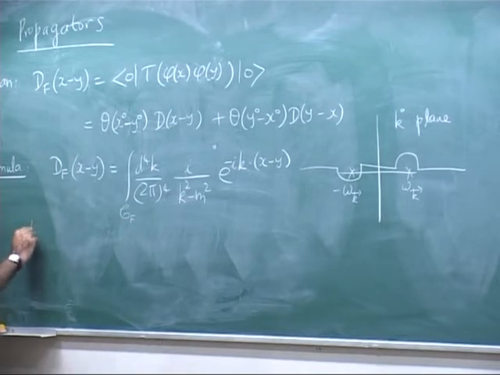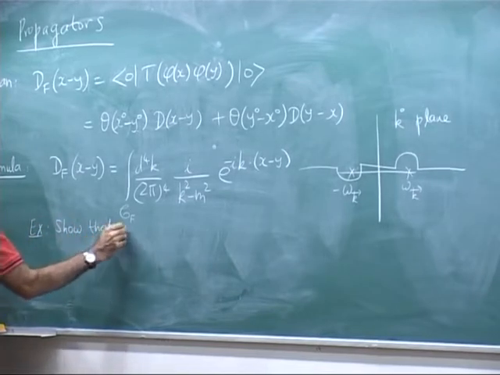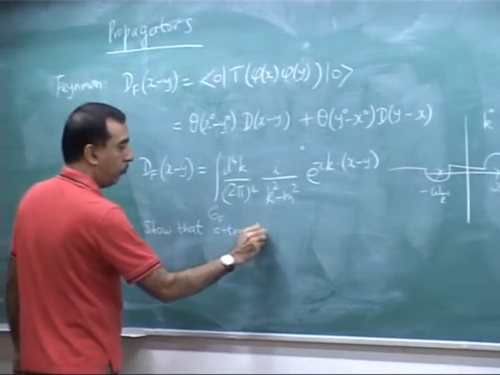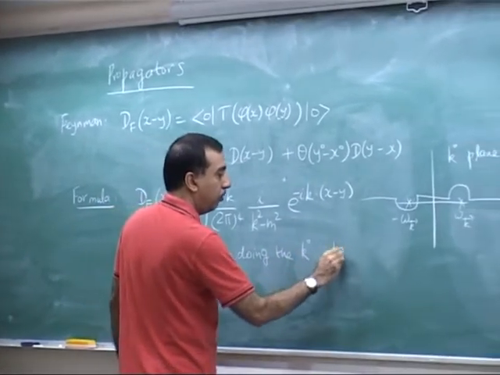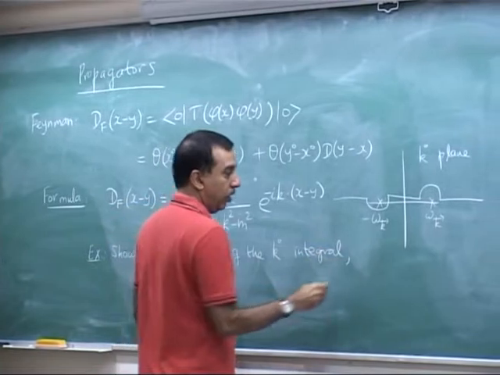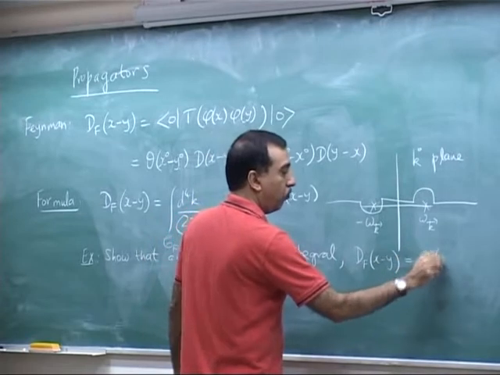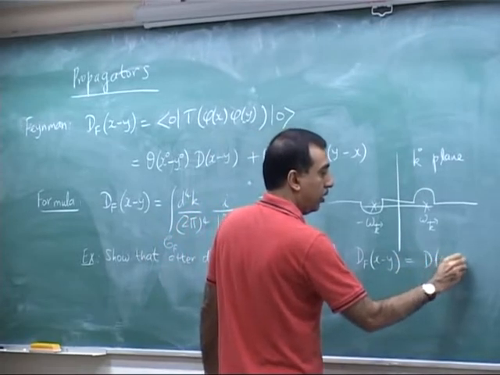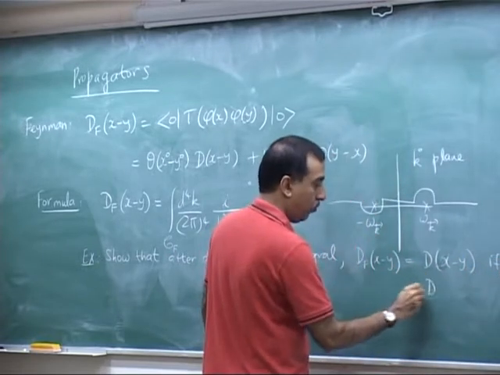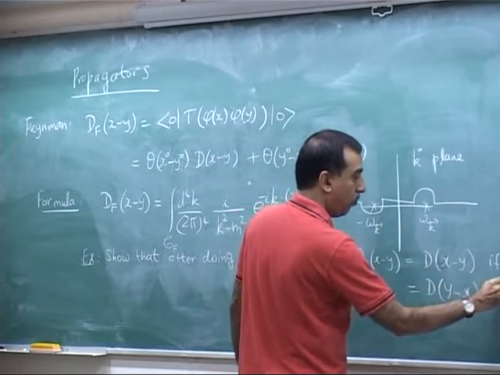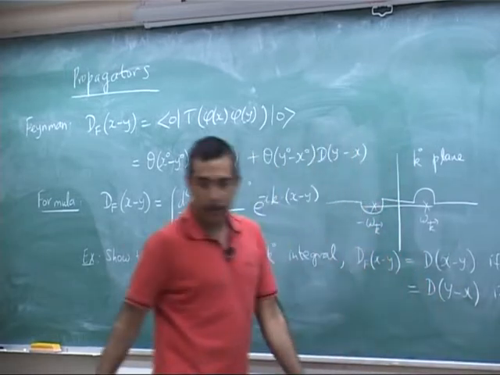Then let's do the following exercise. Show that after doing the k0 integral, D_F is D(x minus y) if x0 is greater than y0, and D(y minus x) otherwise. It's a very easy exercise.